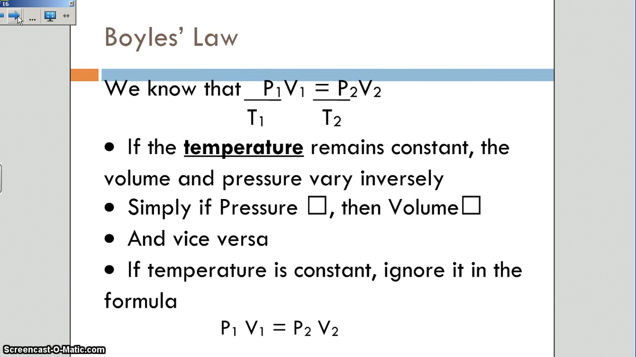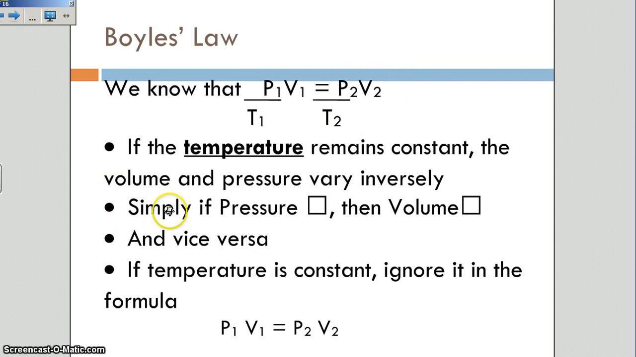Remember, P1 V1 over T1 equals P2 V2 over T2. That's the equation you're going to use, but we're going to simplify it slightly. In Boyle's law, we will always keep temperature constant. In other words, the temperature will be the same in the initial part of the equation and in the final part of the equation.